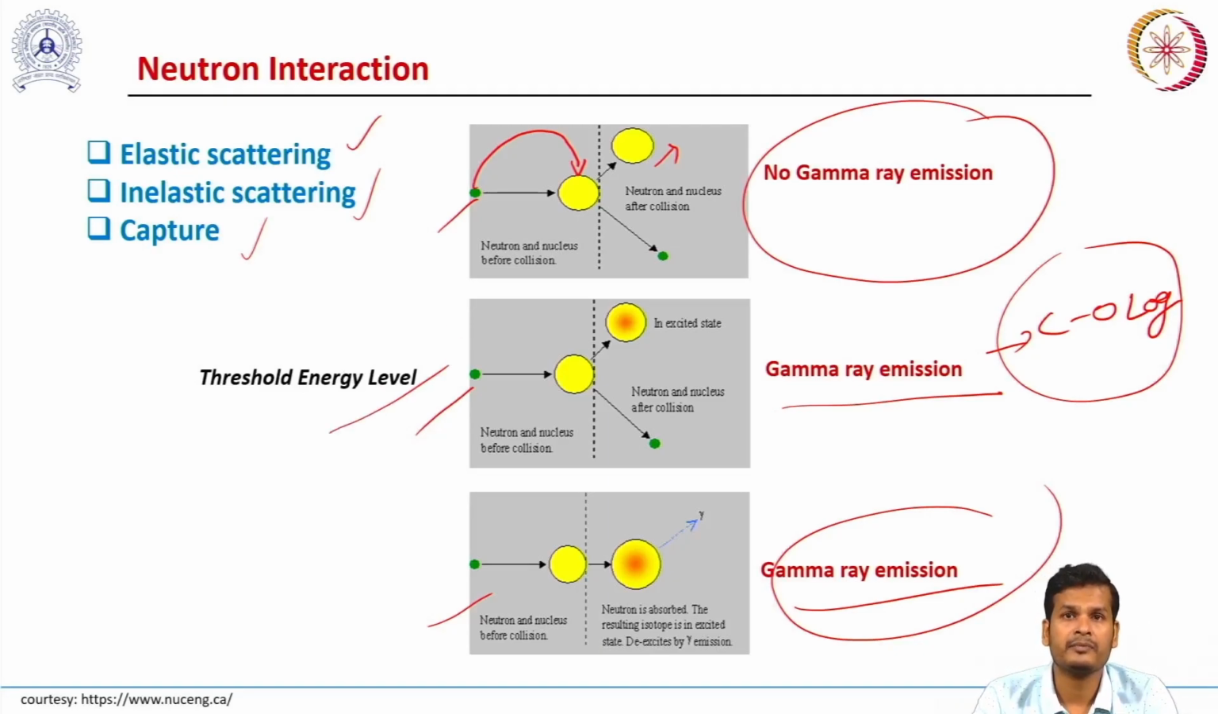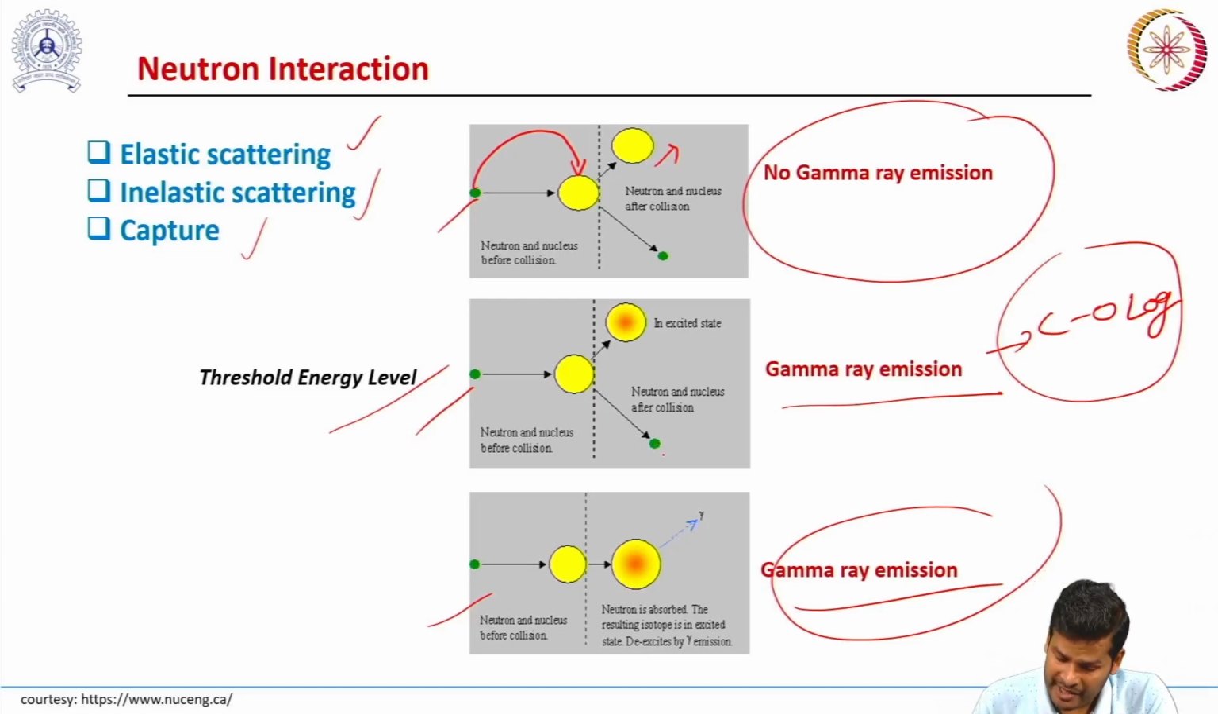Again, inelastic scattering will depend upon the threshold energy level. That means every nucleus has a certain excitation energy. If the energy of the incoming neutron is less than this excitation energy, no inelastic scattering can take place. Only elastic scattering or maybe the capture interaction will take place. So the energy of the incoming neutron must be greater than the excitation energy of the nucleus.